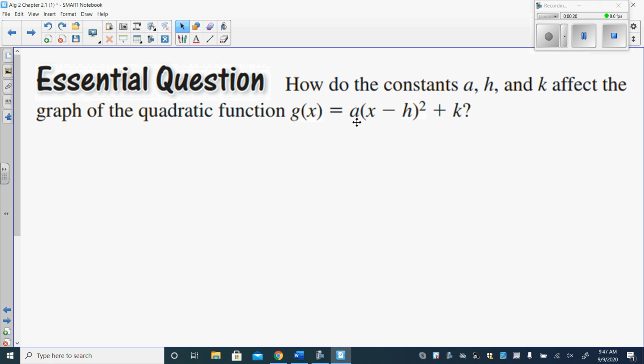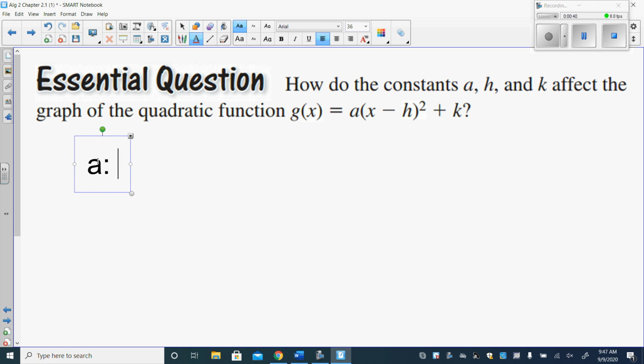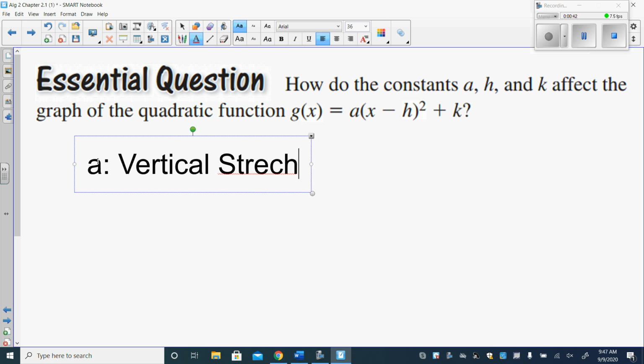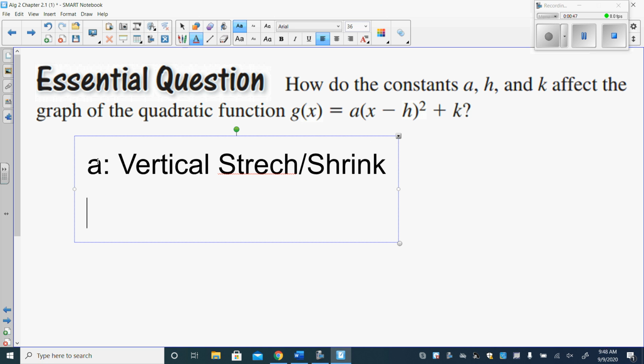The value of a can do one of two things. It can be either vertical stretch or shrink, and then it can be a reflection across the x-axis, because if a is negative, it's a reflection across the x-axis. And then the value of a will give us a vertical stretch or shrink. So a is either vertical stretch slash shrink, then a less than 0 is a reflection across the x-axis.